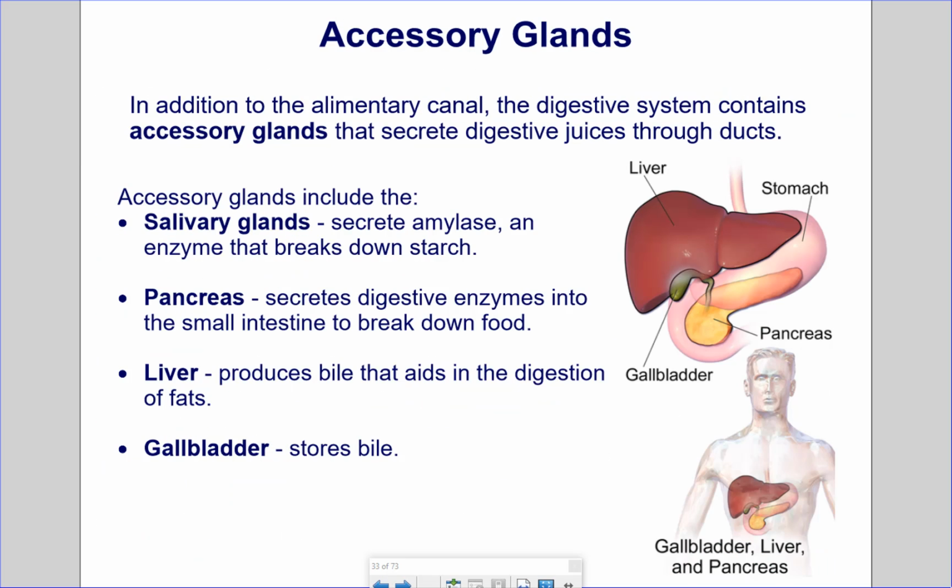Accessory glands. In addition to the alimentary canal, the digestive system contains accessory glands that secrete digestive juices through ducts. Accessory glands include the salivary glands that secrete amylase, an enzyme that breaks down starch. The pancreas secretes digestive enzymes into the small intestine to break down food. The liver produces bile that aids in the digestion of fats. And the gallbladder stores bile.